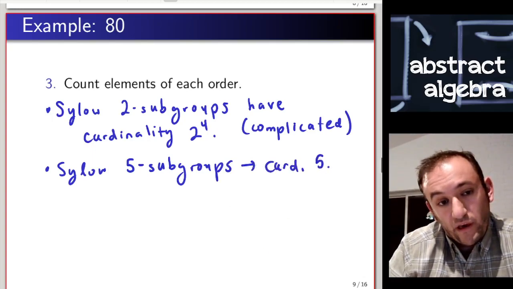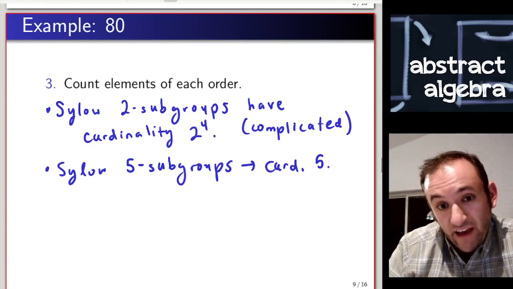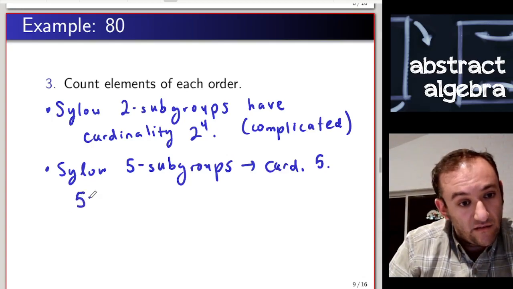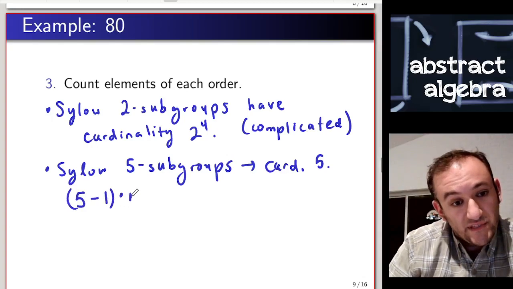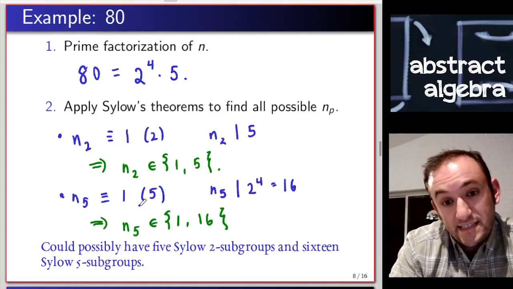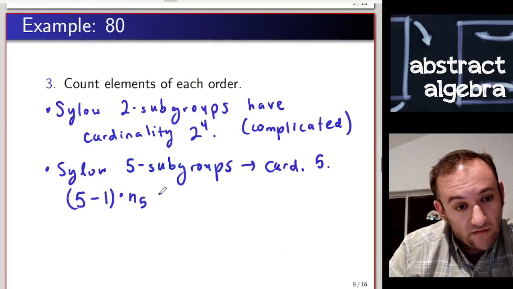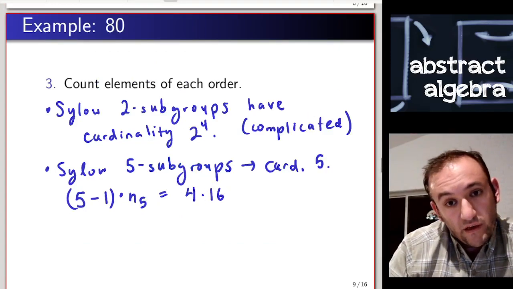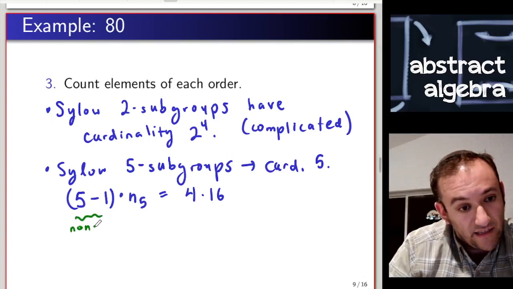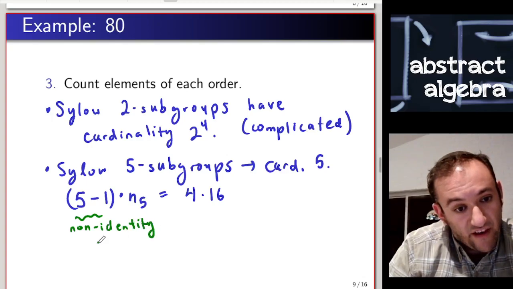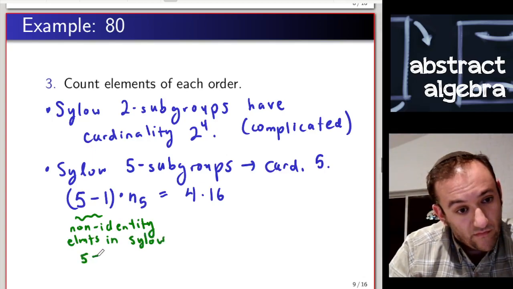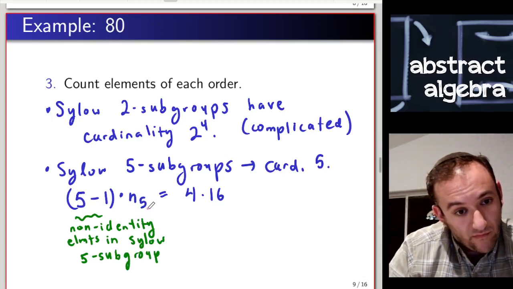Okay, so if I wanted to count all of the elements of order 5, I would simply take 5 minus 1 times n5. Looking back, that had to be 16 if we're not taking 1. Okay, so again, this is the non-identity elements in each Sylow 5 subgroup, and this corresponds to the number of Sylow 5 subgroups.